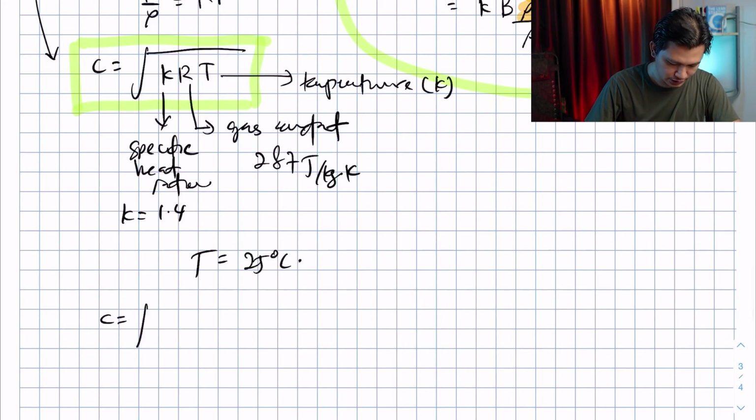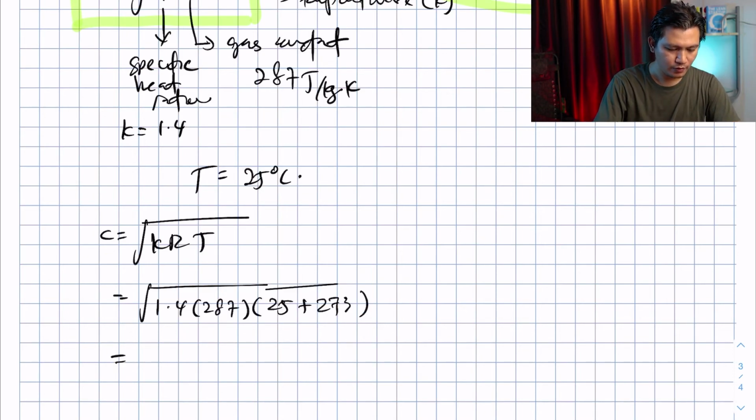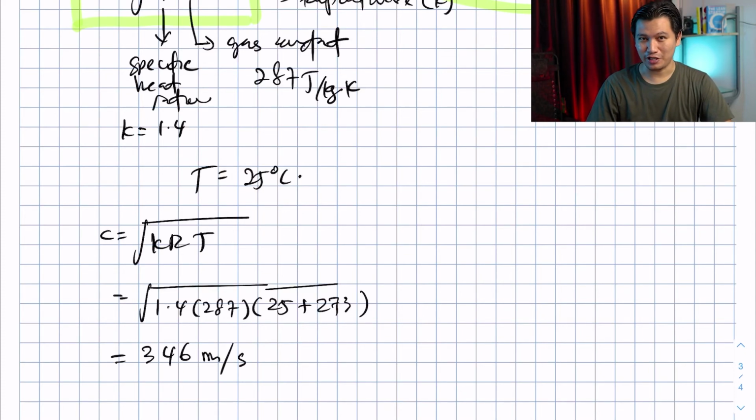So C is equal to the square root of KRT. Now K is 1.4, R is 287, T is 25 plus 273. I'm going to end up with the square root of 1.4 times 287 times 25 plus 273, and this is 346 meters per second. Now that's quite fast, right? If you convert it to kilometers per hour, which we are familiar with, that's about 1,000 kilometers an hour. So that is the speed of sound.